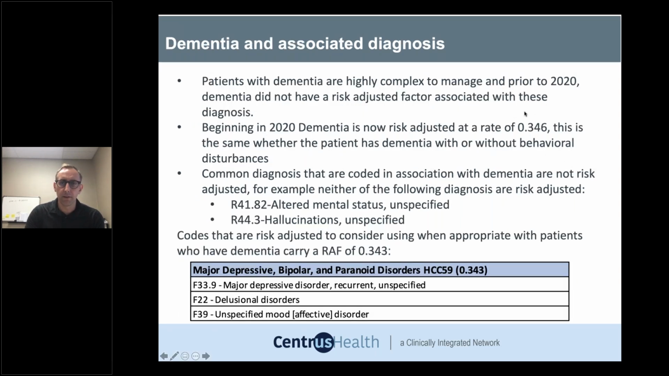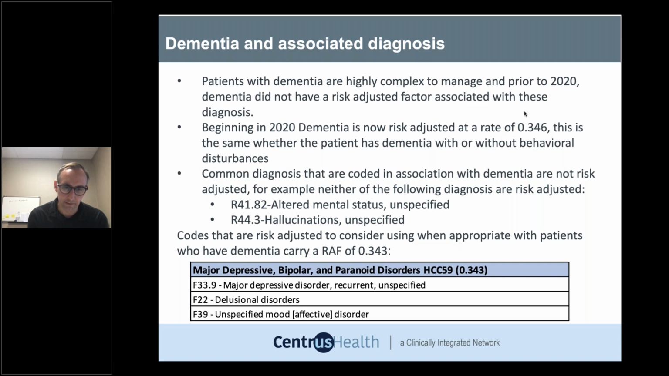So dementia is a complex issue that we see in the practice. And up until 2020, dementia for some reason wasn't risk adjusted. There's a handful of codes that you would think would be, like Parkinson and previously dementia. That's highly complex. There's a lot of things going on with these patients, but no risk adjusted score was assigned to them. So beginning in 2020, dementia received risk adjustment credit, and it's now risk adjusted at a rate of 0.346. And it's the same whether a patient has dementia with or without behavioral disturbances. Dementia has been important in the past for programs like the CPC Plus program.